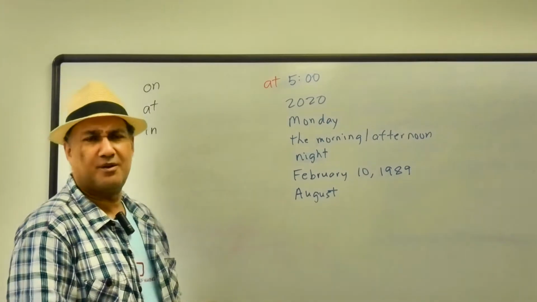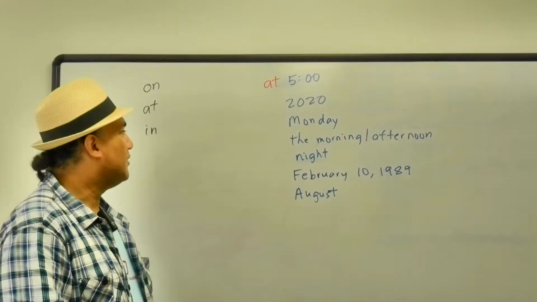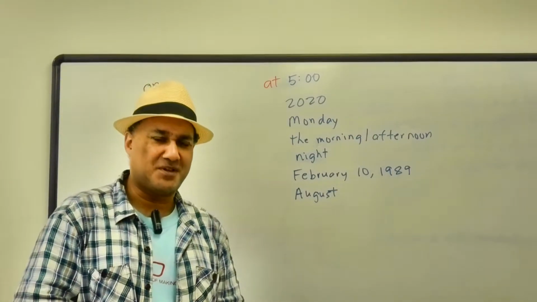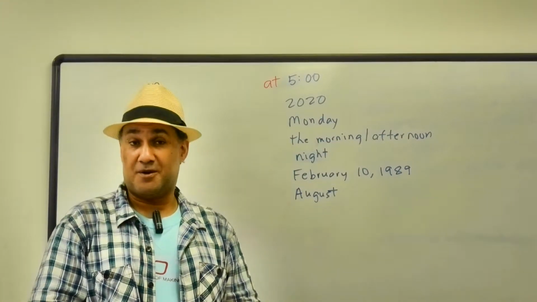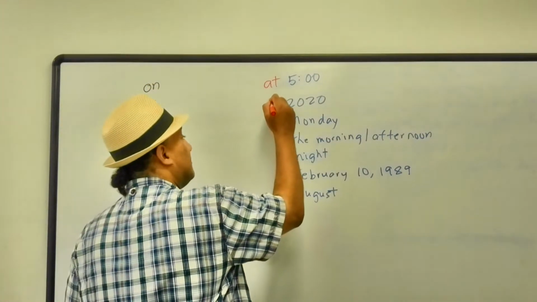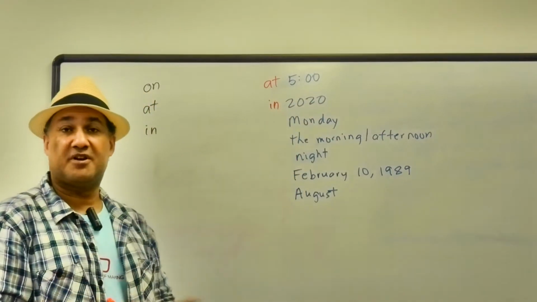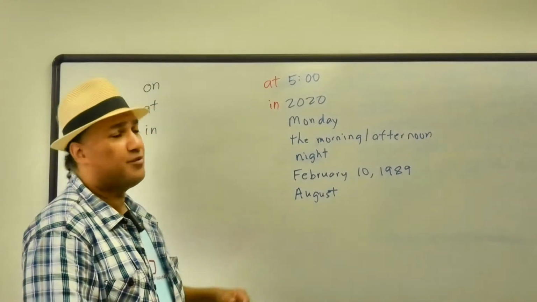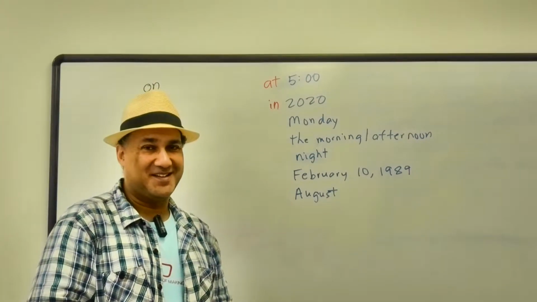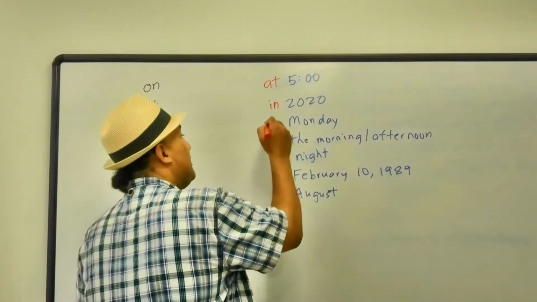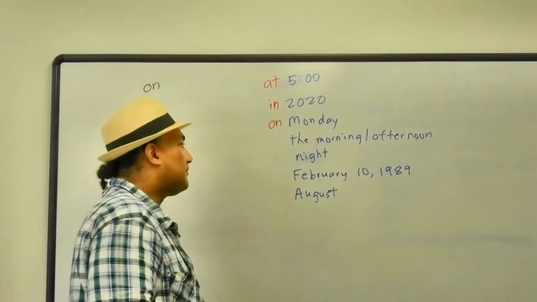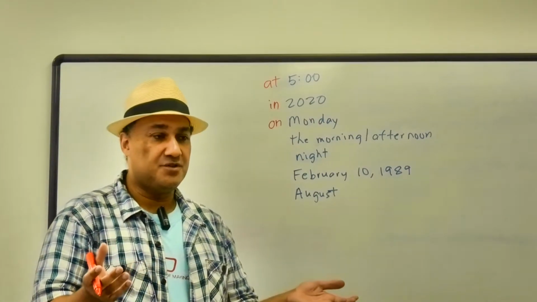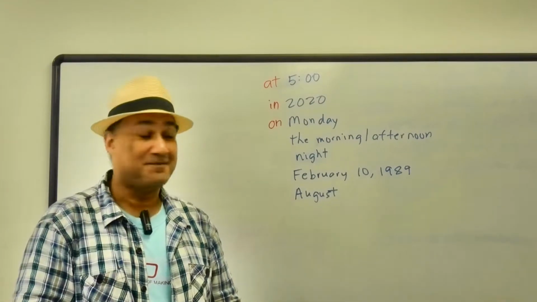Okay, how about years? 2020 or 1956 or 1981. What do you think? Well, for a year, we use in. So anytime you're talking about a year, use in. Okay, days of the week like Monday. What do you think? Well, for days of the week, we use on. So on Monday, on Friday, on Saturday. And you can even use it for the weekend, on the weekend.